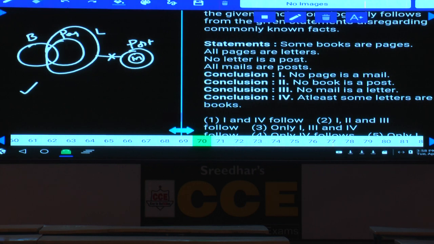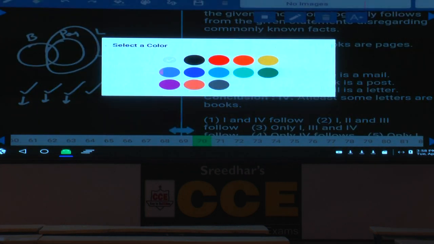And the second, no book is a post. Book and post, this is also definitely true. And no mail is a letter, and this is also true. And the fourth one, some letters are books, this is also true. Hence, all four conclusions follow. And among these four, the first three are negative conclusions. Now we need to cross-check whether they are 100% true or not.